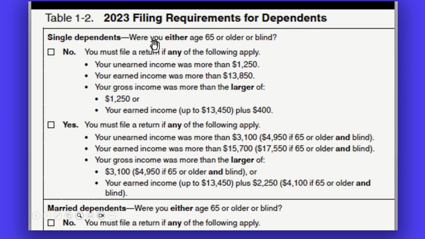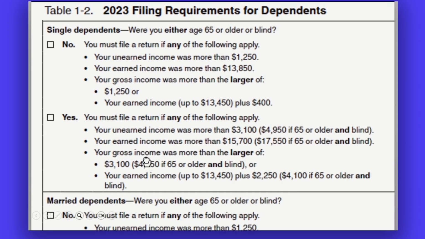Now, this next box is yes. That means they are single, but they were age 65 or older. So this might be an elderly parent who is the dependent of one of their children, for instance. In that case, they have to file a return if their unearned income is more than $3,100, or it's a larger number if they're both 65 or older and blind. They also have to file if their earned income is more than $15,700. And yes, people age 65 or older can have earned income. And then they've also got a similar deal here with their gross income is more than the larger of $3,100, or their earned income plus $2,250. So that is for single dependents, unmarried people who can be claimed as a dependent on someone else's return.